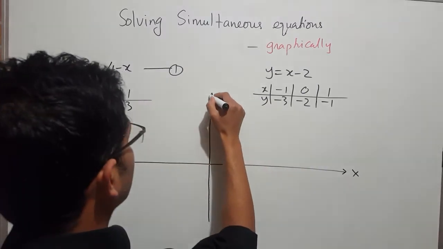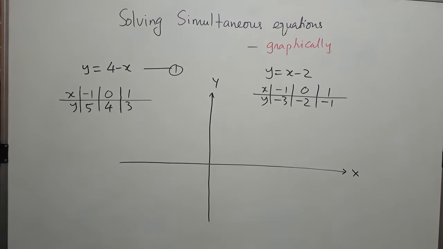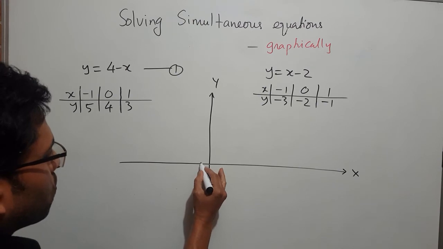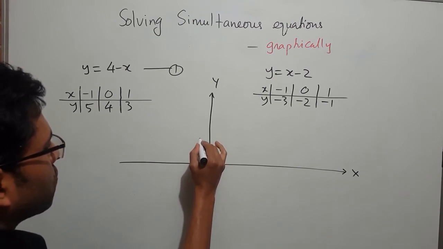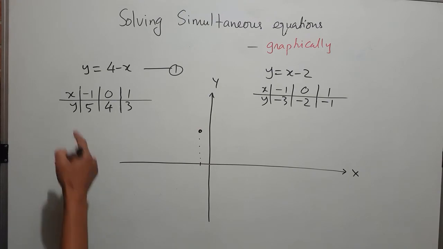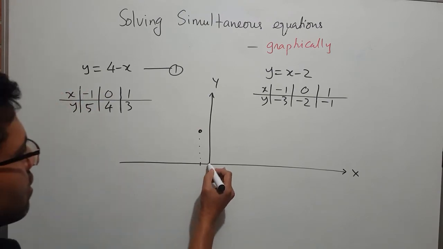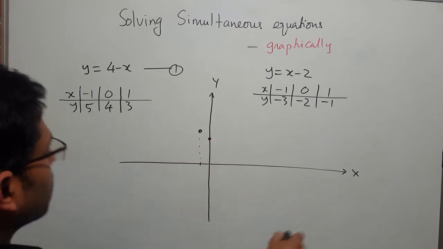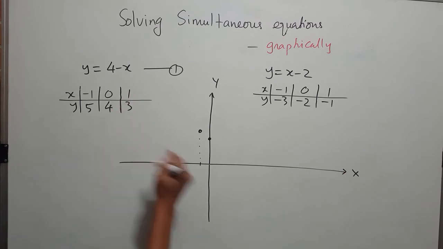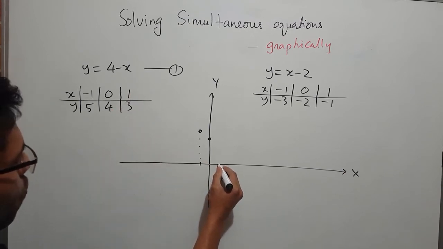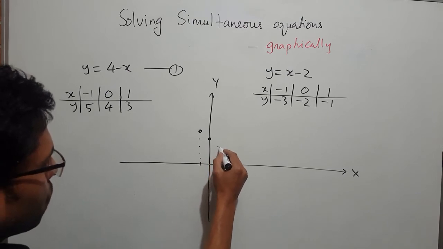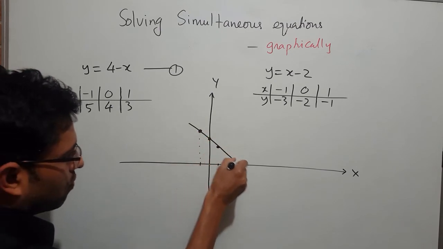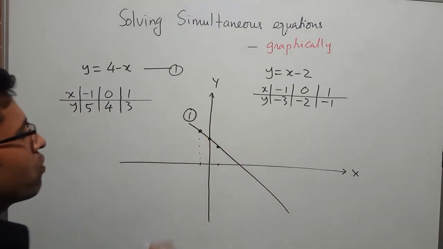So this is our x-axis, this is our y, and now let's try to plot the first equation, (-1, 5). If x equals minus 1, y is 5: 1, 2, 3, 4, 5, somewhere here, we can just roughly sketch. x 0, y 4, somewhere here. Even 2 points is enough to draw the line. We can even try the next one, x 1, y 3, somewhere here. So now you can add a line here, and this is the line for our first equation.